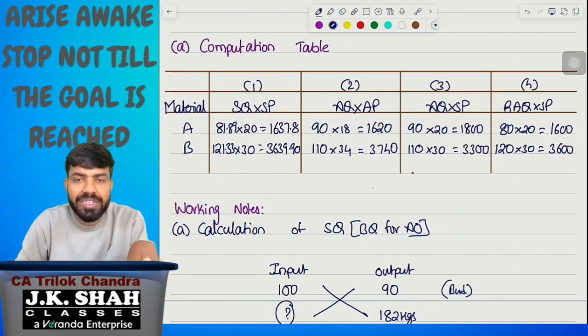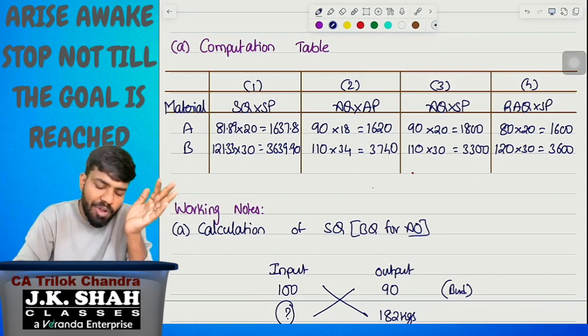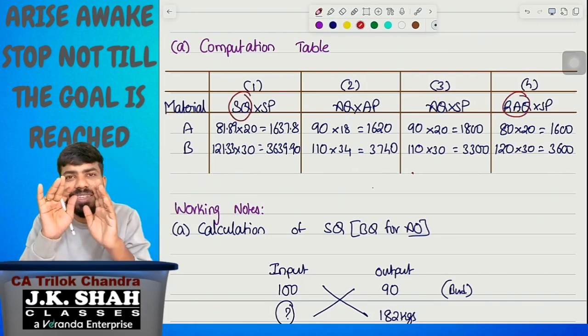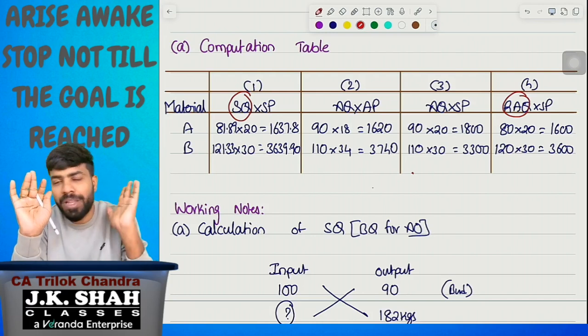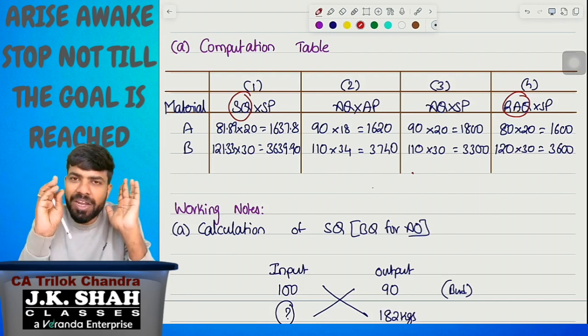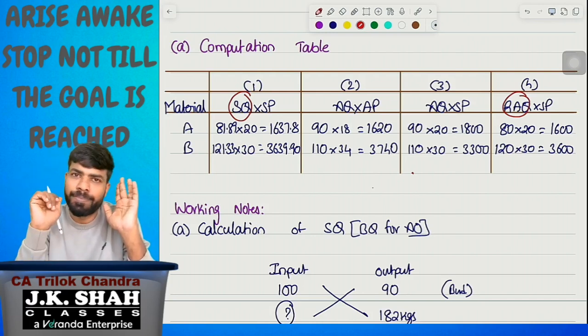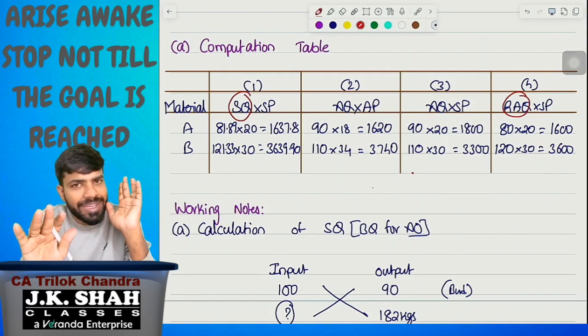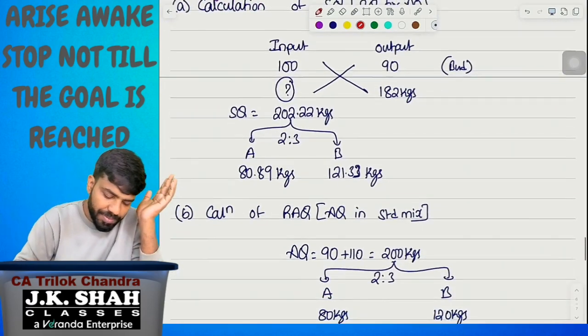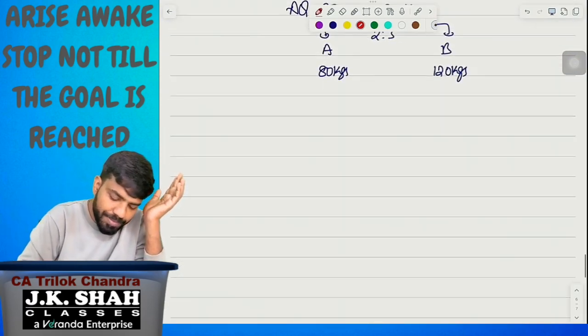So we're done with the computation table. In the computation table, the only complication is the calculation of standard quantity divided by actual quantity. If you understand this properly, the question is very simple. In the majority of questions, the requirement will be the same. Are you understanding? Now let us write the variances. Look at here. So we're done with A, B.